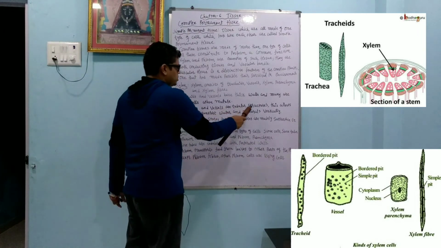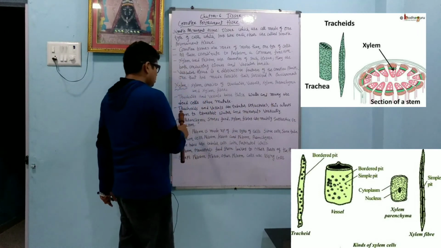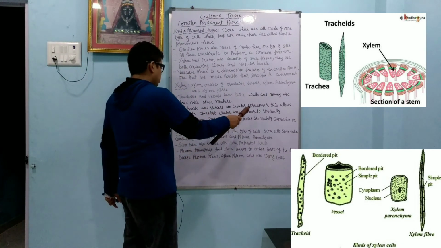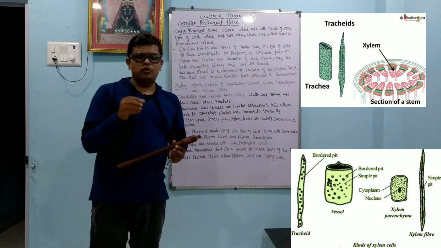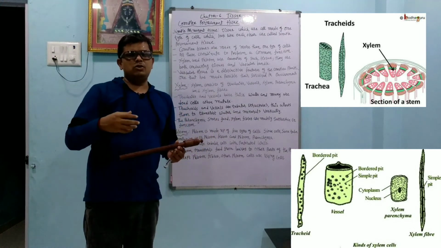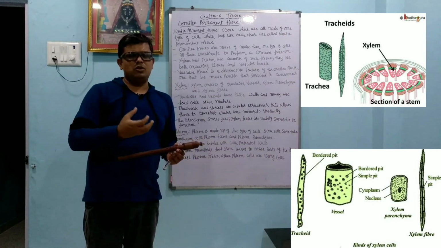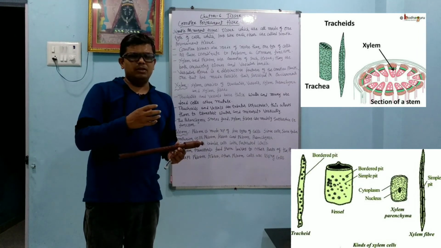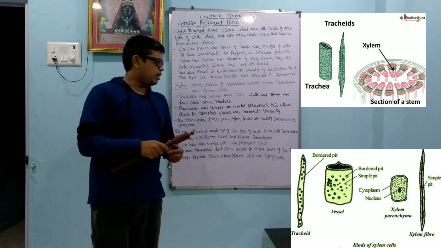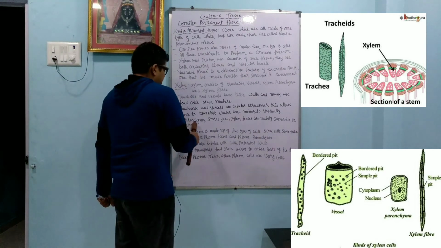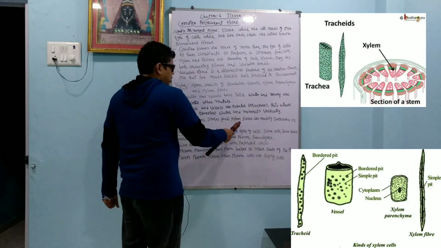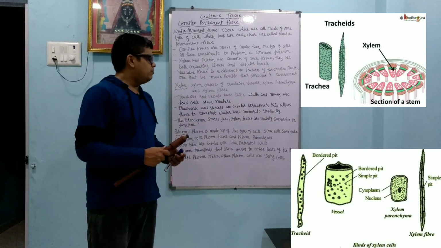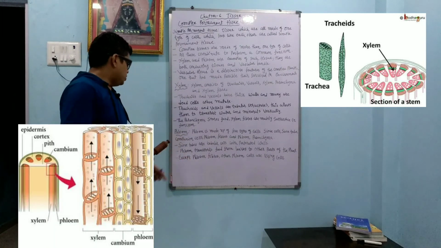Tracheids and vessels are tubular structures. They allow transport of water and minerals vertically. So tracheids and vessels have a tubular structure, which allows the water to go from one part to another. It not only conducts water from one part to another, it also carries soluble minerals to other parts of the plant. The parenchyma stores food. Xylem fibers are mainly supportive in function.